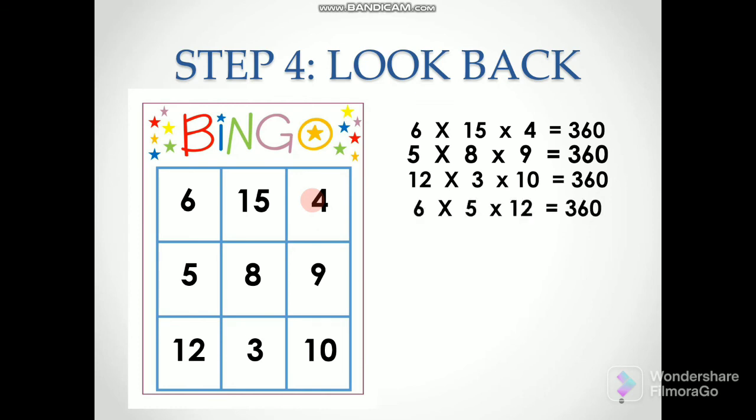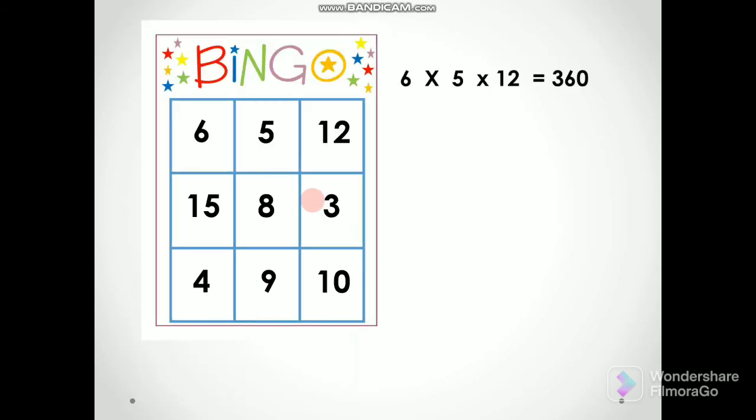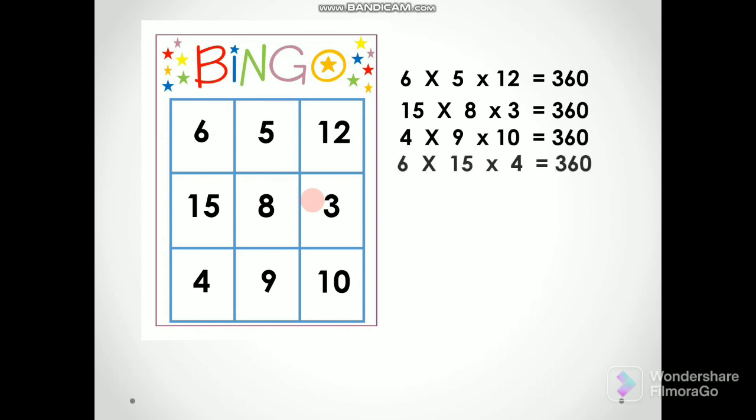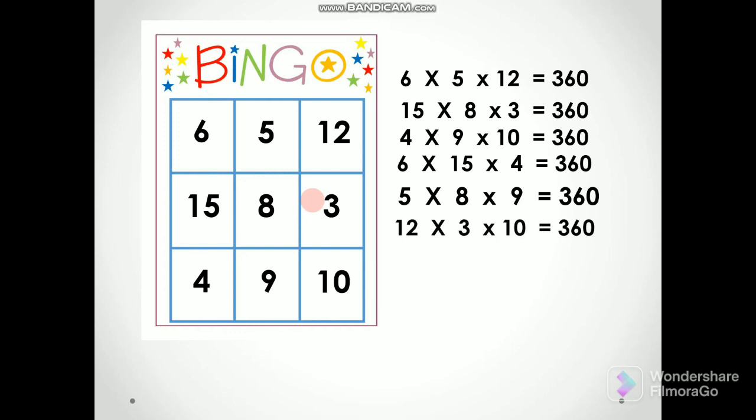And for column 1, we have 6 times 5 times 12. For column 2, 15 times 8 times 3. For column 3, we have 4 times 9 times 10. And they are all equal to 360. For our second card, we have 6 times 5 times 12, 15 times 8 times 3, 4 times 9 times 10. For our columns, we have 6 times 15 times 4, 5 times 8 times 9, and 12 times 3 times 10. And they are all equal to 360.